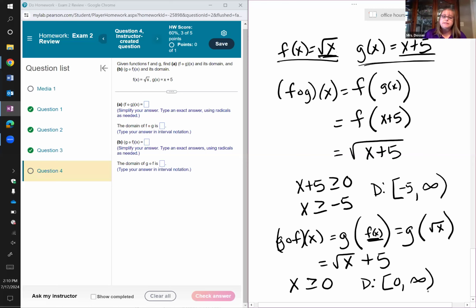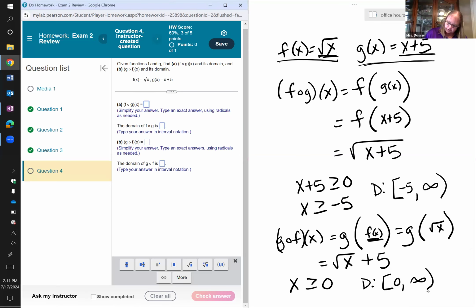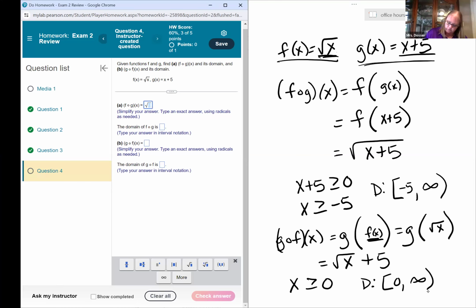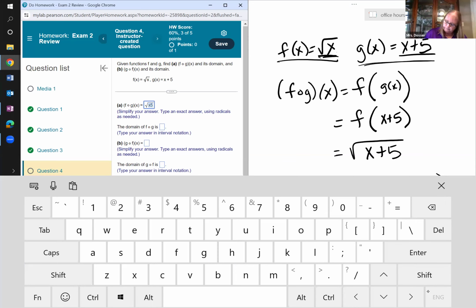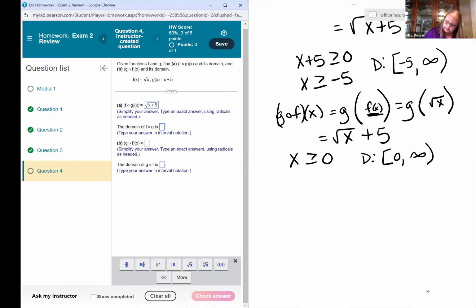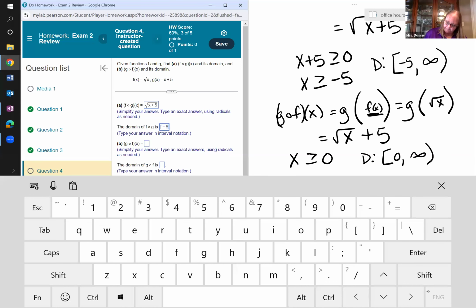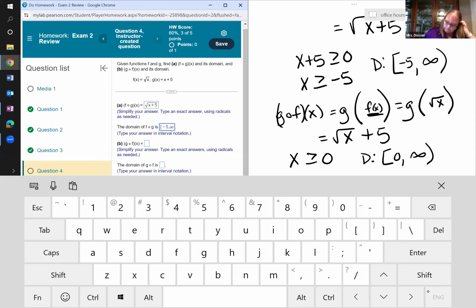So now we just need to enter those into our MyMathLab. So for f composed with g of x, that one was the square root. So we need our square root symbol. And then underneath the radical, we have x plus 5. Plus 5. And then the domain there was the bracket. And so bracket negative 5 to infinity. And then we always use a parenthesis on the infinities.